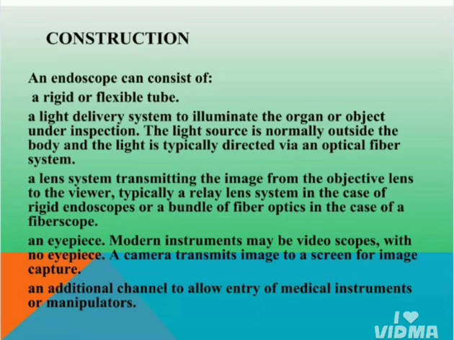Construction. An endoscope can consist of a rigid or flexible tube, and a light delivery system to illuminate the organ or object under inspection. The light source is normally outside the body and the light is typically directed via an optical fiber system. A lens system transmits the image from the objective lens to the viewer, typically a relay lens system in the case of rigid endoscopes, or a bundle of fiber optics in the case of the fiberscope.